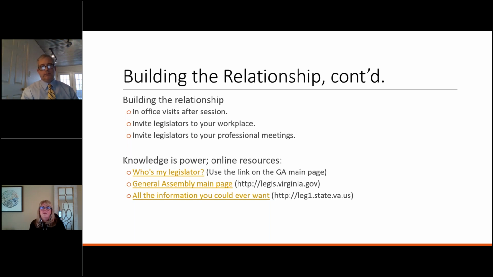Katherine, go ahead. James, does the General Assembly main page, is that the one also where you can navigate to the live feed of subcommittee meetings? Yep, you sure can. So in Virginia, the actual General Assembly session, both the House and the Senate, has been live streamed for a very long time. We had just started recently in the past couple of years doing committees, and now we do subcommittees.